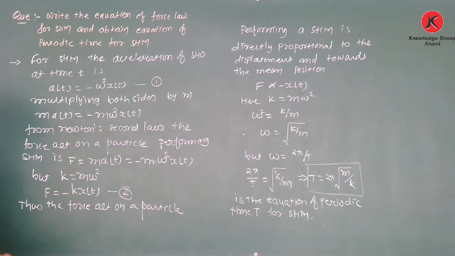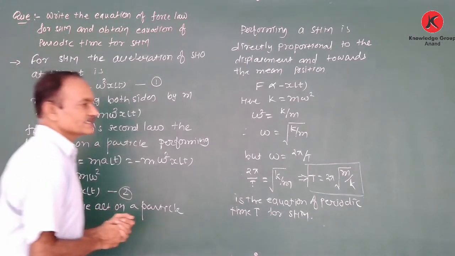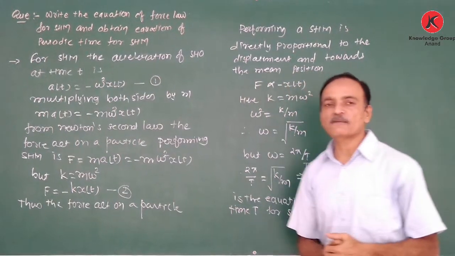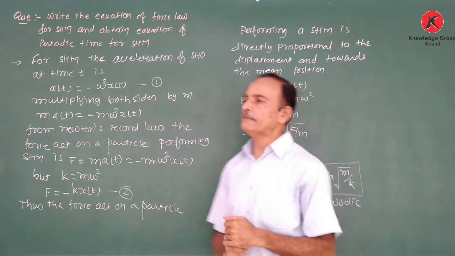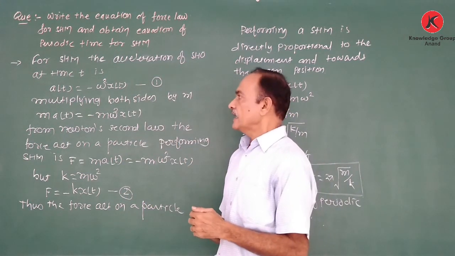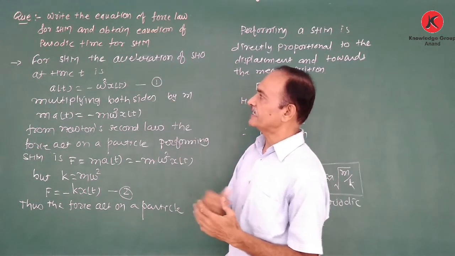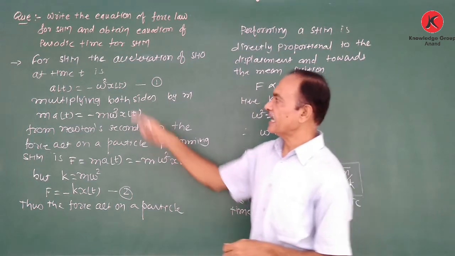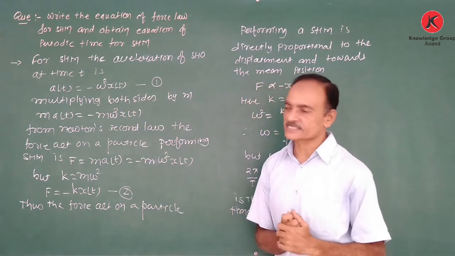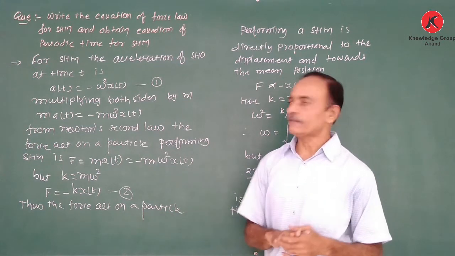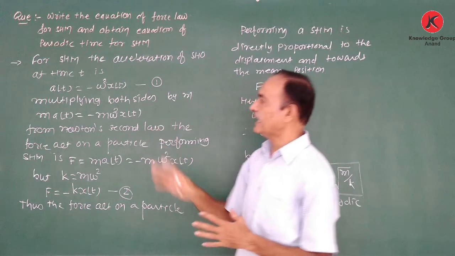Clear this? Okay. Now again, how do we obtain this equation? First, write the equation of the force law for simple harmonic motion. The equation of the force law: F is equal to minus kx. Right? So first we write that for simple harmonic motion, the acceleration a(t) is equal to minus ω² x(t). So we are interested to write down this equation in terms of force, therefore multiplying both sides by mass.